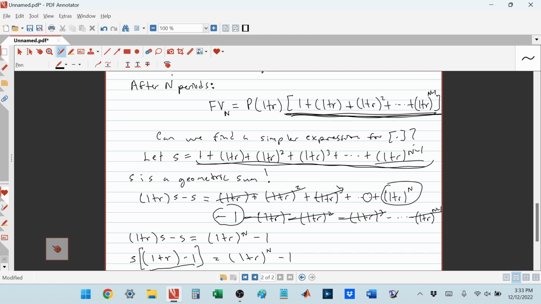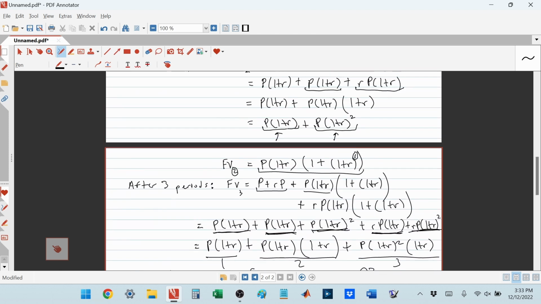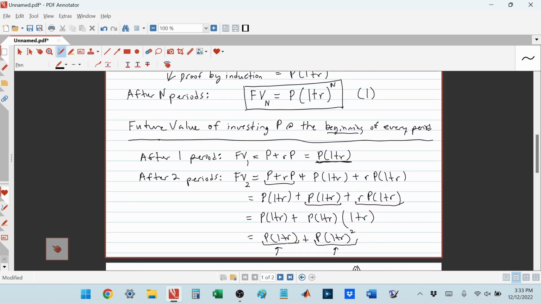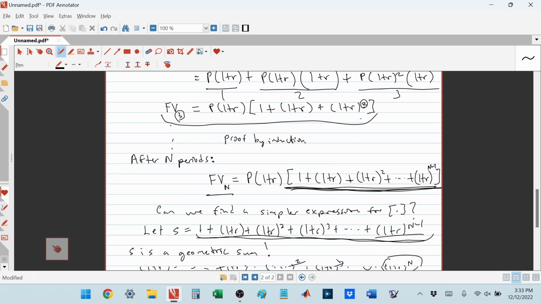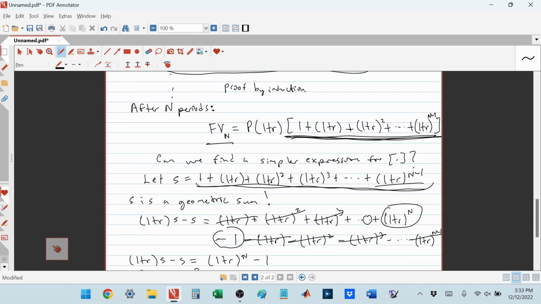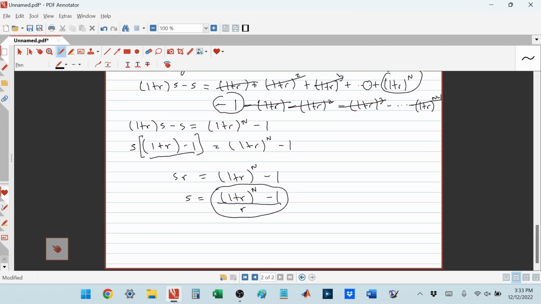And I would agree that what I have circled here is much simpler to write than all of this. So that means that the future value after n periods of this account, where we're putting in P dollars at the beginning of every period, is equal to P times 1 plus R times this thing. Now I'm going to put that in brackets. We got the 1 plus R to the n minus 1 all over R.